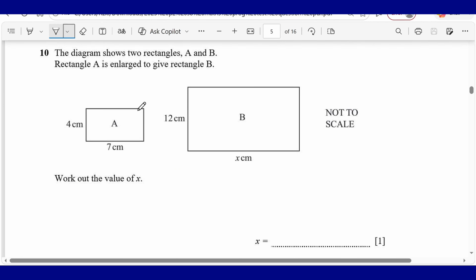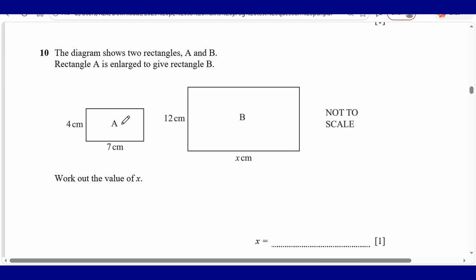Okay guys, number 10. The diagram shows 2 rectangles, A and B. Rectangle A is enlarged to give rectangle B. Work out the value of x. When the timer returns to 0, we will reveal the answer, guys.